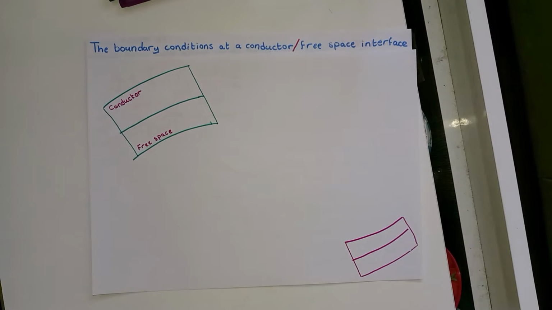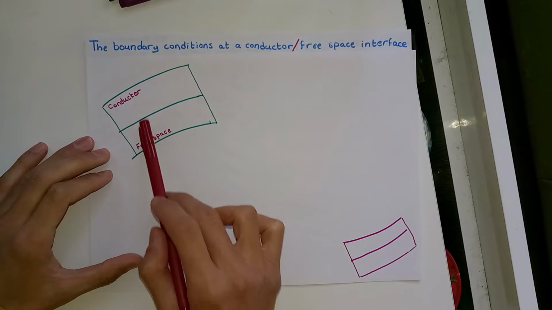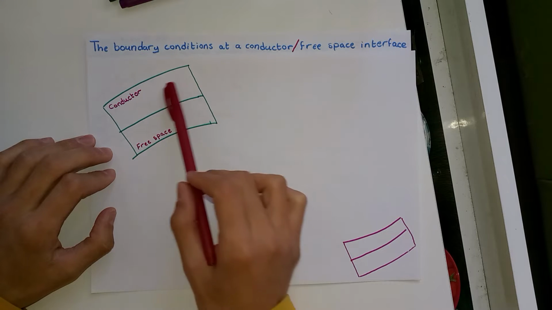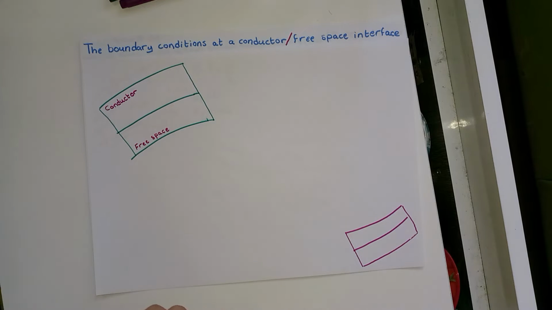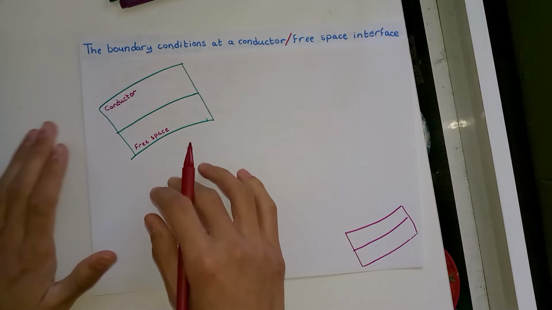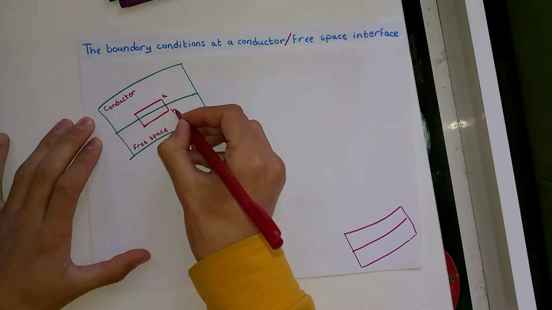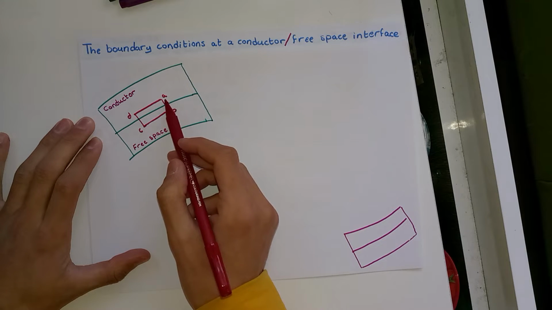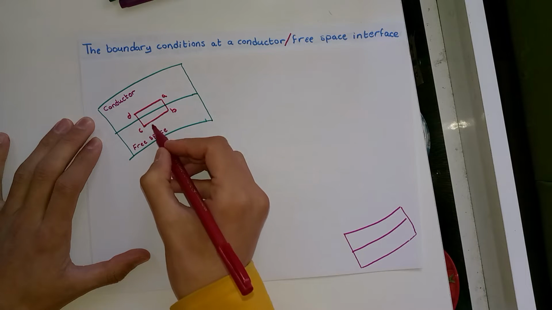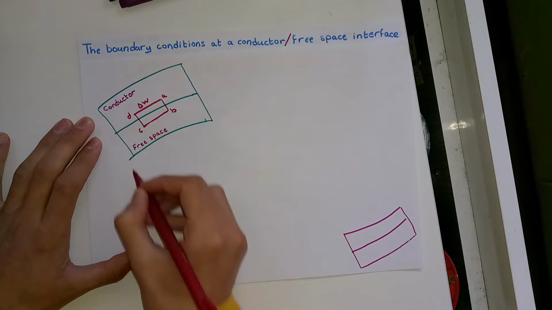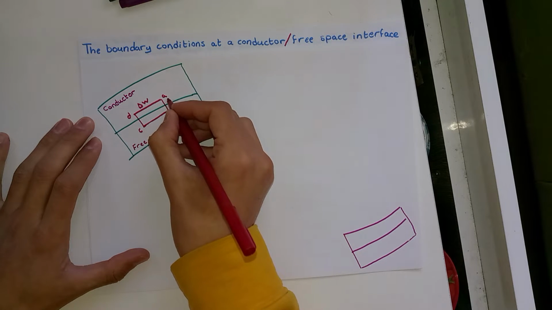I will start by finding the tangential components of the electric field. I have this interface, which is between a conductor, the top media, and free space. This small figure is the side view of the interface between conductor and free space. I'm going to draw firstly a rectangular contour between conductor and free space. I will call this contour ABCD, and it has a width of delta W and a height of delta H.